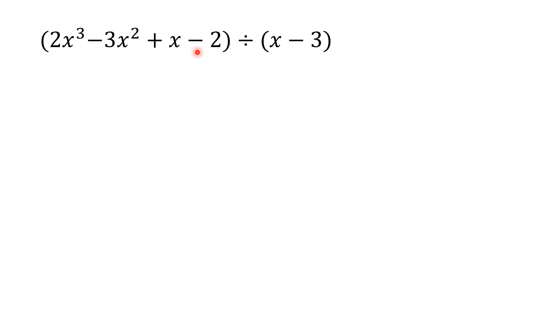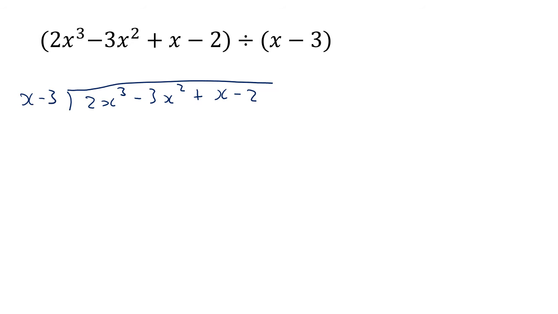Okay, so we're going to do some more division both ways. This polynomial divided by this polynomial. Let's do long division first. So we've got 2x cubed minus 3x squared plus x minus 2, and we're dividing it by x minus 3.